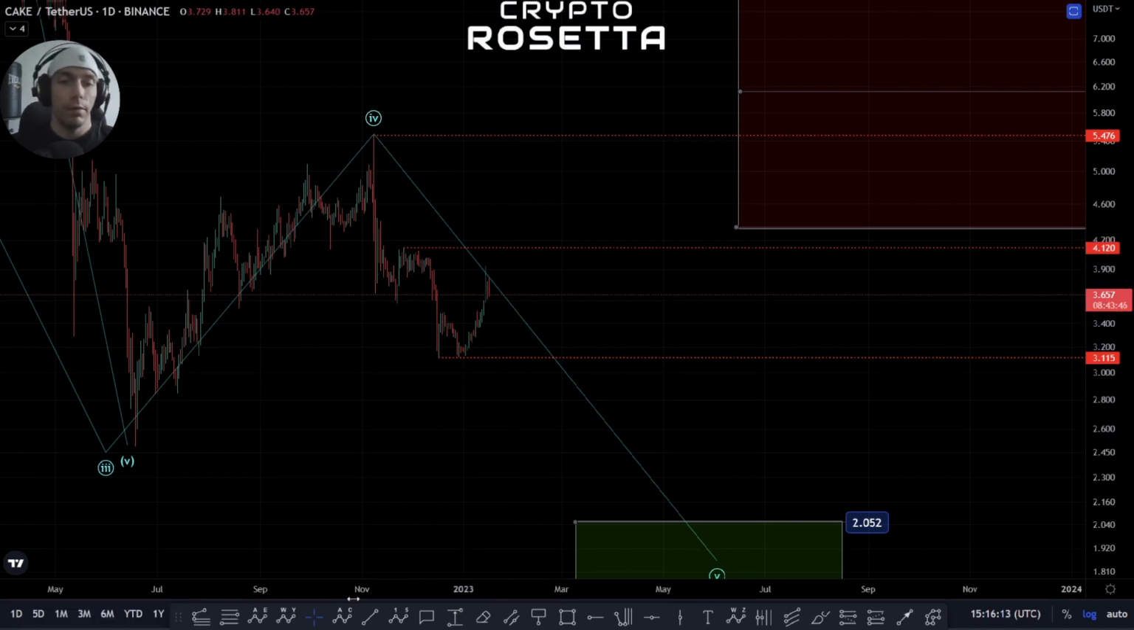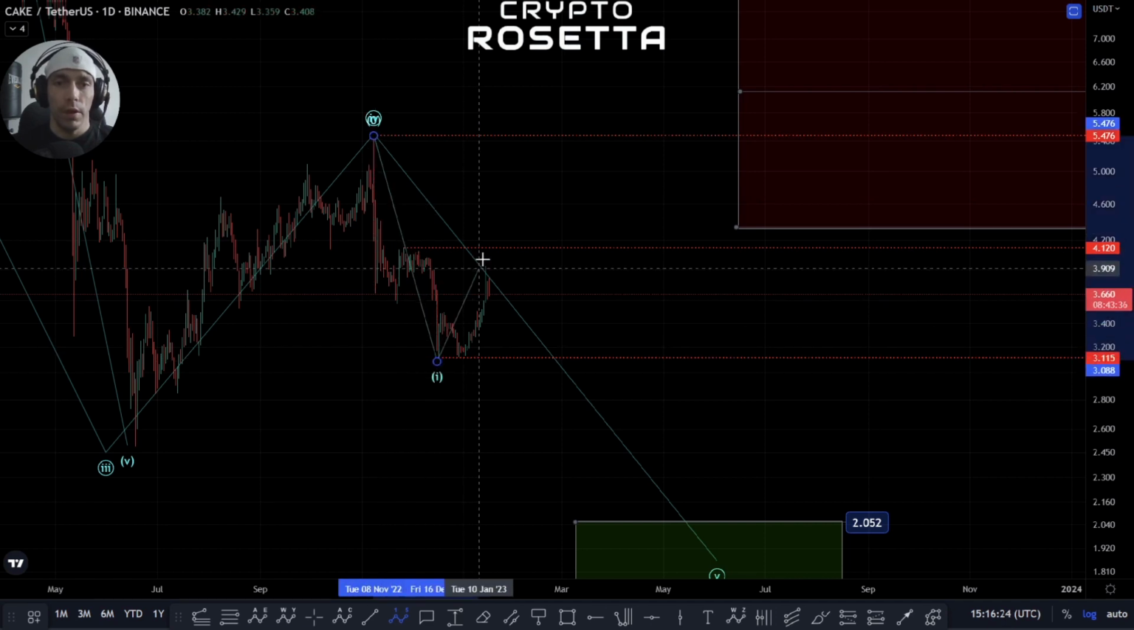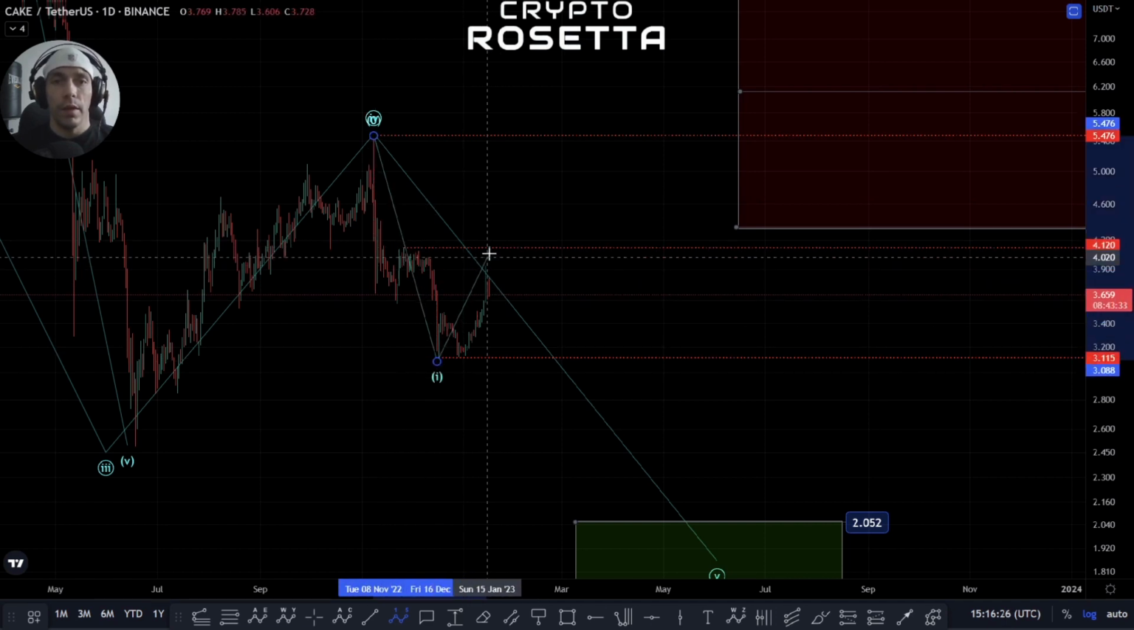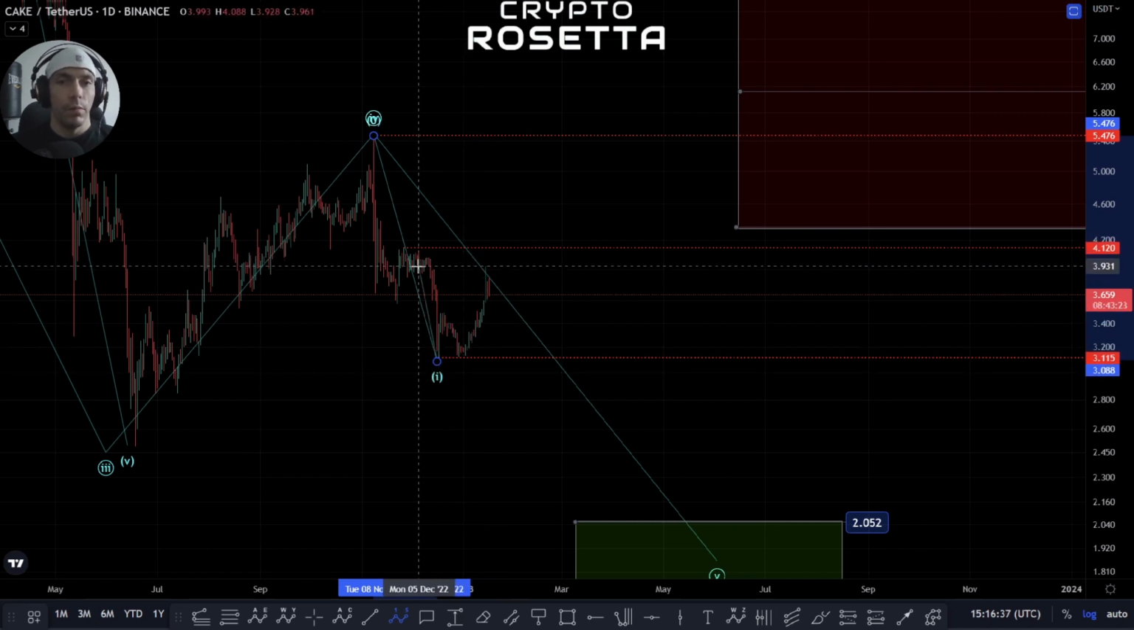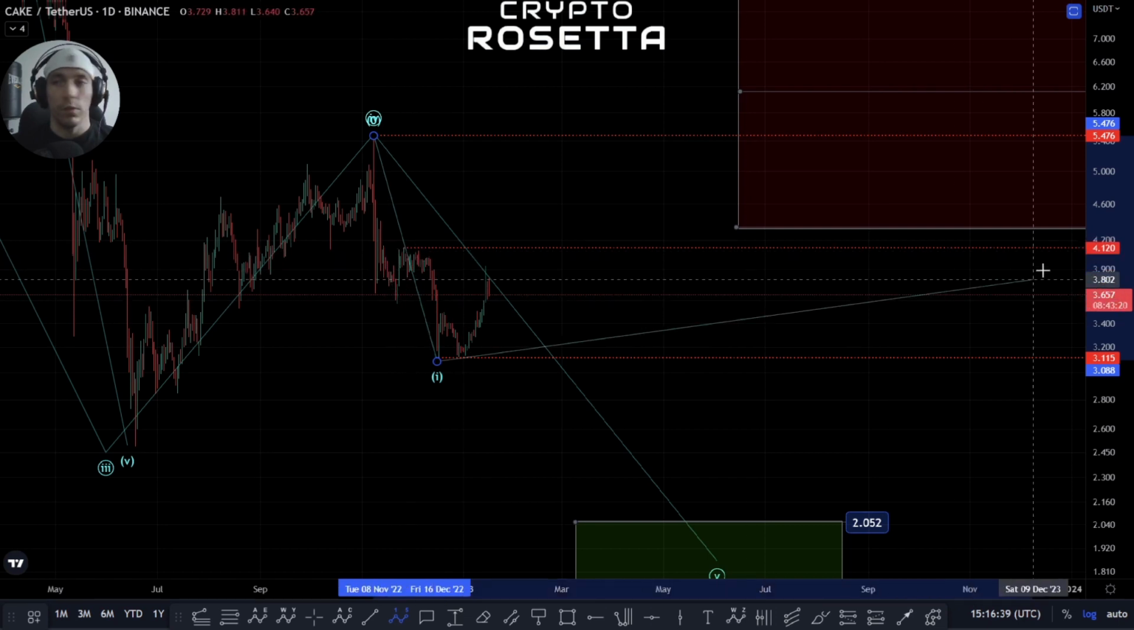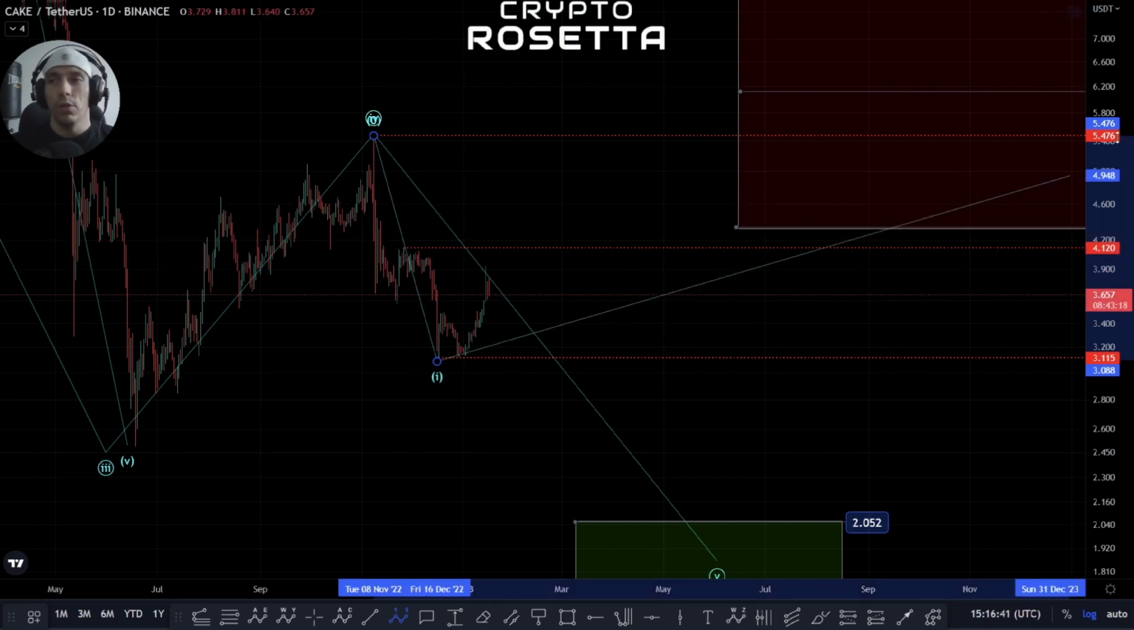In that case, we'd have to take this as an A, B, and a C into this low, and then potentially that we're going to form a diagonal shape within this. Once again, there's not enough information here to say this is what's playing out yet. We'd need a bit more structure, and what we'd be looking for is this to potentially become a zigzag within here and then break down. If this is the case, it can actually cross above this 4120. We just wouldn't be able to cross above this 5476.